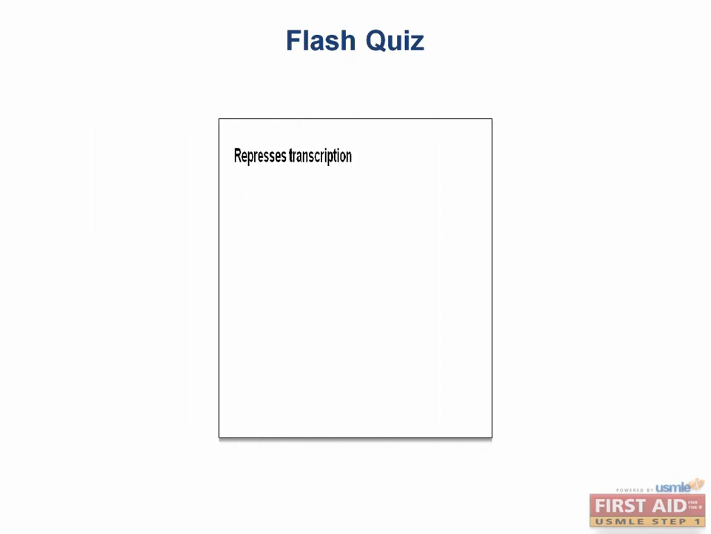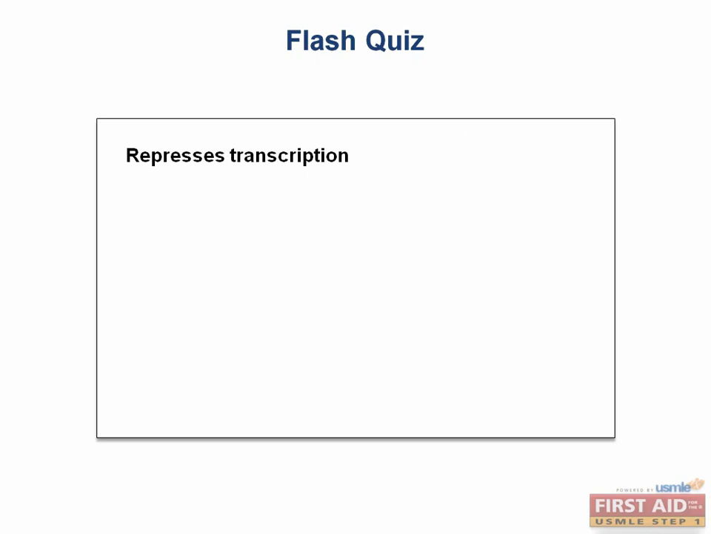So the answer to this one is it represses transcription. Remember, methylation makes DNA mute, and actually methylation of histones generally represses transcription as well by making them heterochromatic instead of euchromatic.